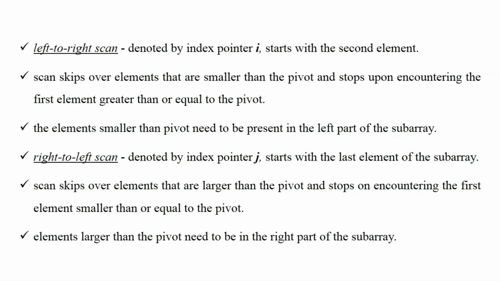For the right to left scan, we are using the index pointer j. It starts from the last element of the subarray. Each time we scan by comparing the element pointed to by the pointer j, provided it is larger than the pivot element, we need to decrement j and keep scanning and comparing until we find an element which is smaller than the pivot element.